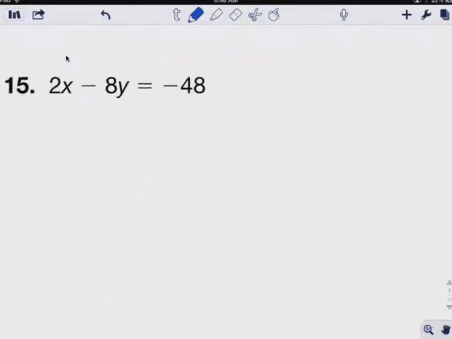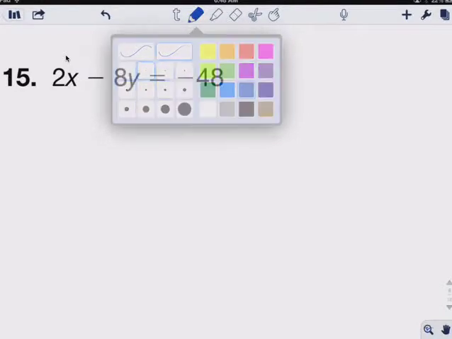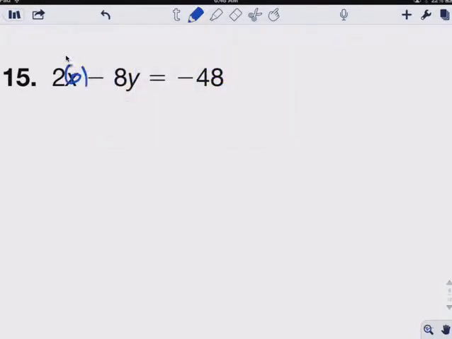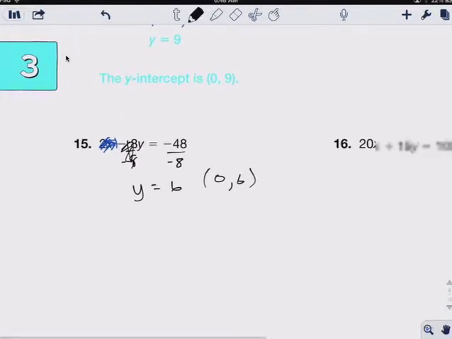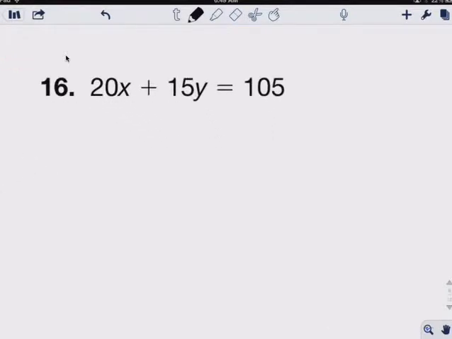Okay, number 15. Okay, x is 0 right here. Like x doesn't exist because the 0 minus 8y is still a negative 8y. Divide by negative 8. y equals 6, positive. So 0, 6 is your y-intercept. Next one, at y-intercept, it's like x equals 0. x doesn't exist. You got positive 15y, divide by 15.